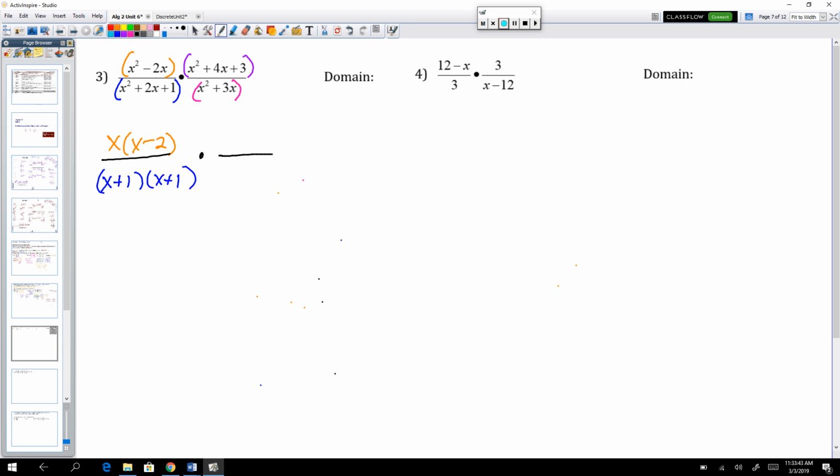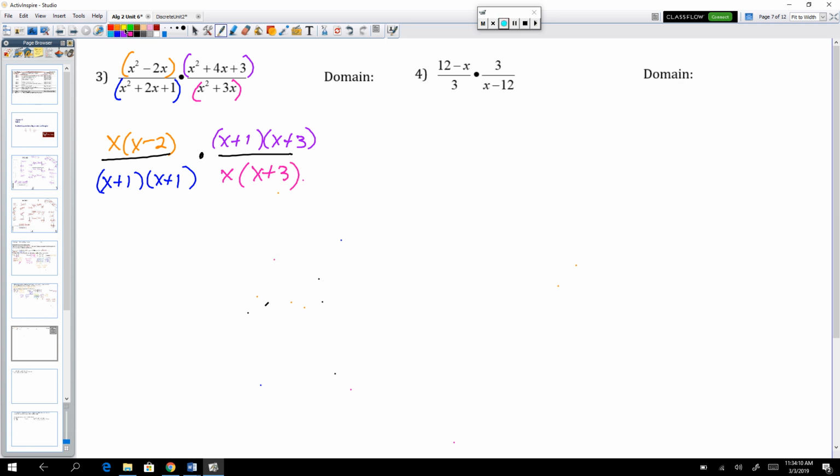For the purple, once again, we have a trinomial. We need to find what multiplies to 3 and adds to 4. Hopefully you came up with x plus 1 and x plus 3. And then for the pink, we don't have a trinomial, we have a binomial, and it appears we have a greatest common factor of x, and we'll leave behind x plus 3.